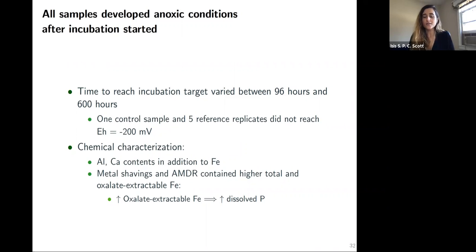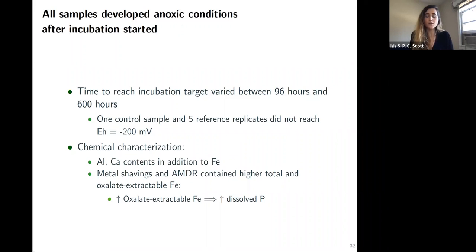Through the chemical characterization, we saw that alkane and AMDR had aluminum and calcium contents in addition to iron, which could also offset the effects of the reductive dissolution of iron 3 on phosphorus release. And we also saw that the metal shavings and AMDR contained the higher total and oxalate extractable iron.